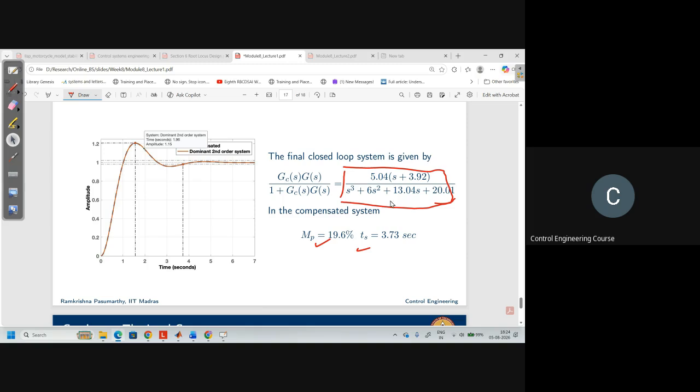Why? You can immediately see why it is satisfying, because if you factorize this one, you will get one pole at S_T, another at its conjugate, two complex poles satisfying this, and there might be another pole that is much farther from S_T, so that is quickly dying out. So you are getting an exactly matching response.